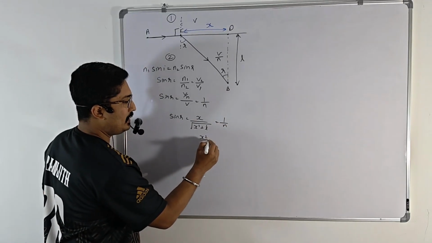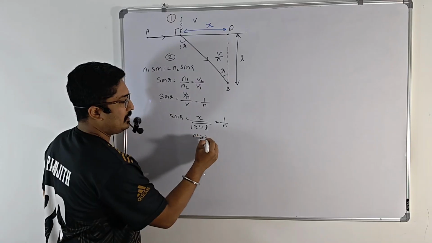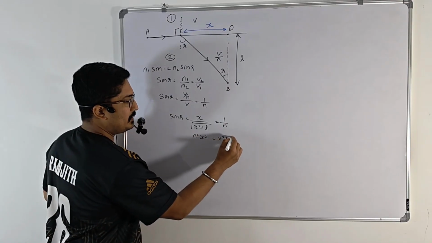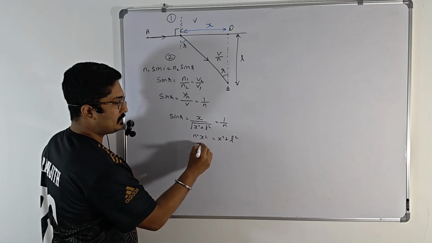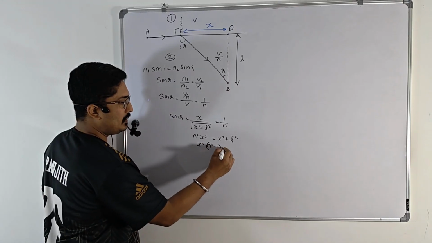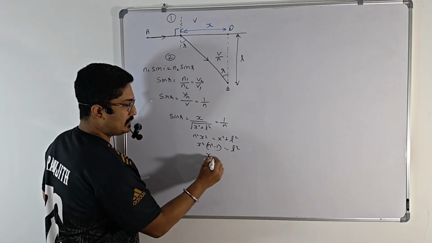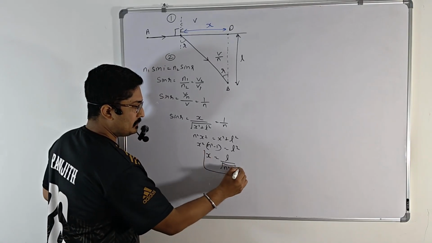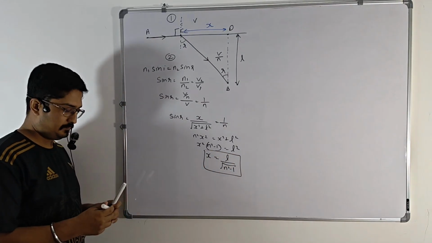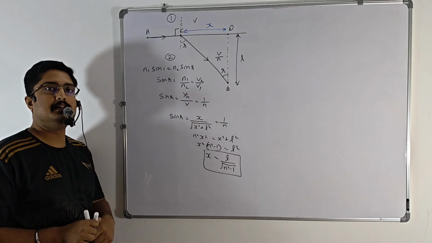So I can say x square times N square is equal to x square plus L square. From here, x square is (N square minus 1) times L square. So the x value is L divided by the square root of N square minus 1. That's it. I hope all of you have understood.